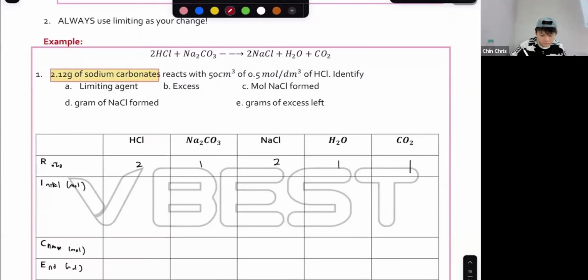Sodium carbonate reacts with this amount of HCl. Guys, let's go. Alright, give me the mole, guys. Let's go. Okay, give me the mole.